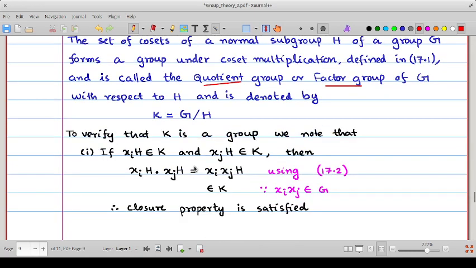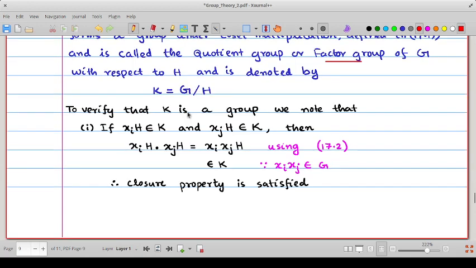So we need to prove the claim that the set of cosets of a normal subgroup form a group. To see this, we first consider whether it satisfies the closure property. So the set of elements are Ki, which are the cosets of the normal subgroup, and let us say that the elements are given by say XiH.